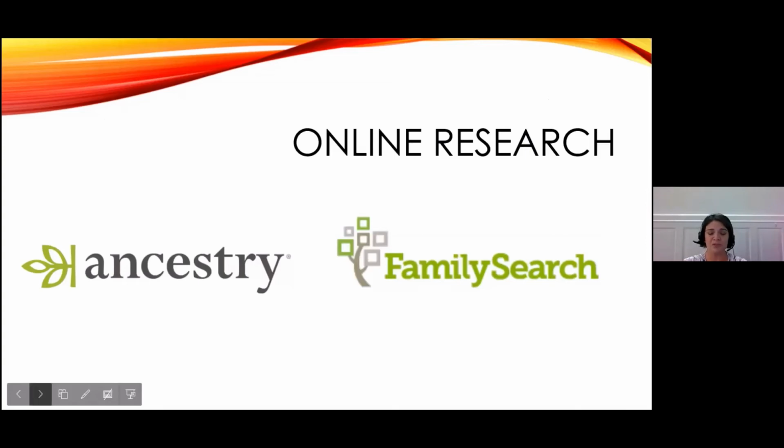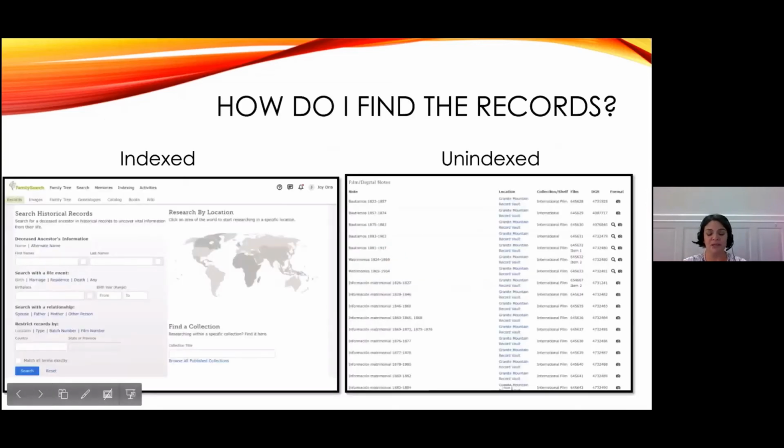So let's start with FamilySearch. It's a free website. You create an account and then you can view the records. Now, one way to use the website is to enter names in the search boxes, like you see on the left. You get your search results, you look at the search results, you decide if they're about your ancestor or not. The other way to use FamilySearch is to use their unindexed records.